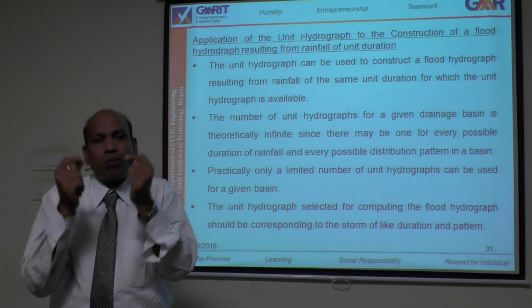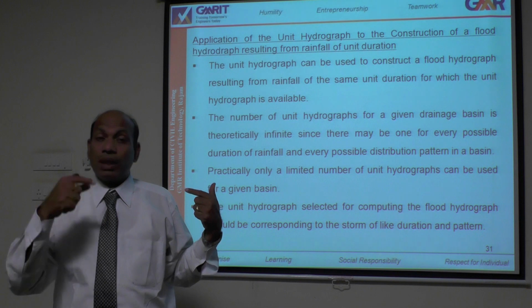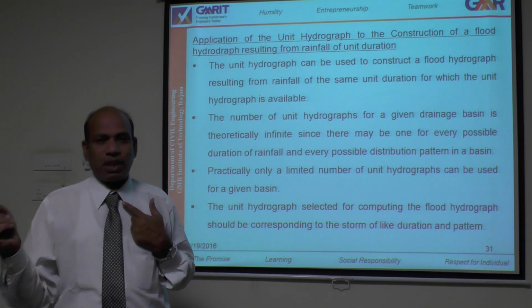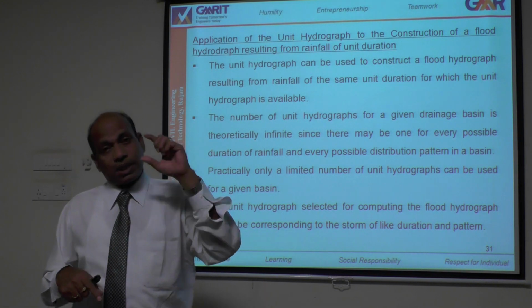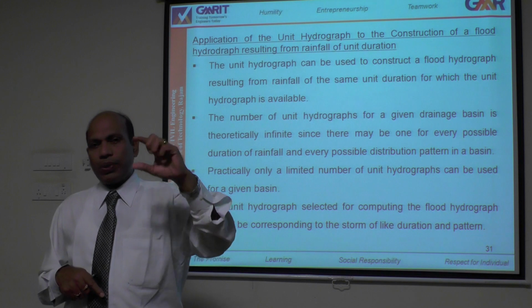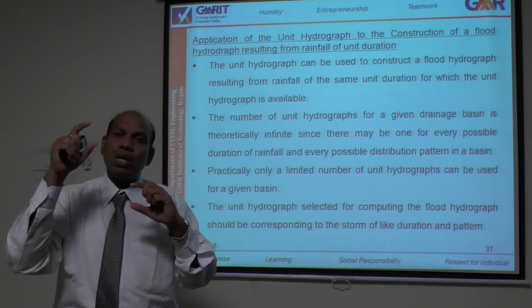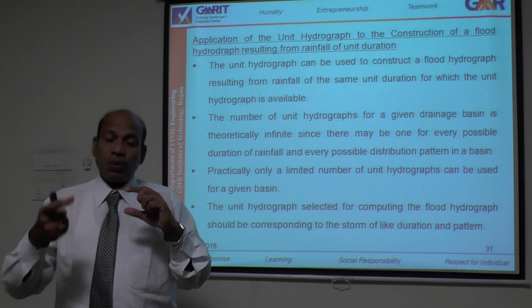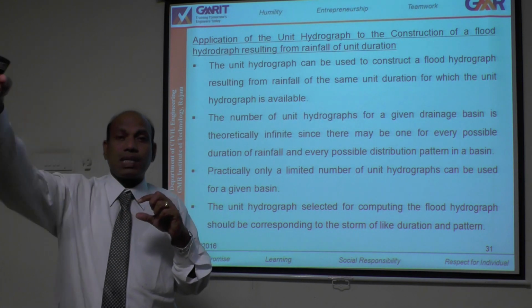Effective rainfall of 10 hours, we construct the 10-hour unit hydrograph. Effective rainfall of 1 hour, we construct the 1-hour unit hydrograph. That means, theoretically speaking, any number of unit hydrographs are possible for any catchment area. This is one way. Another way: if the unit duration is 3 hours, for example, and the rainfall excess depth is 5 centimeters one time, another time the unit duration, that is the effective rainfall, is 3 hours, but the rainfall excess is 10 centimeters.